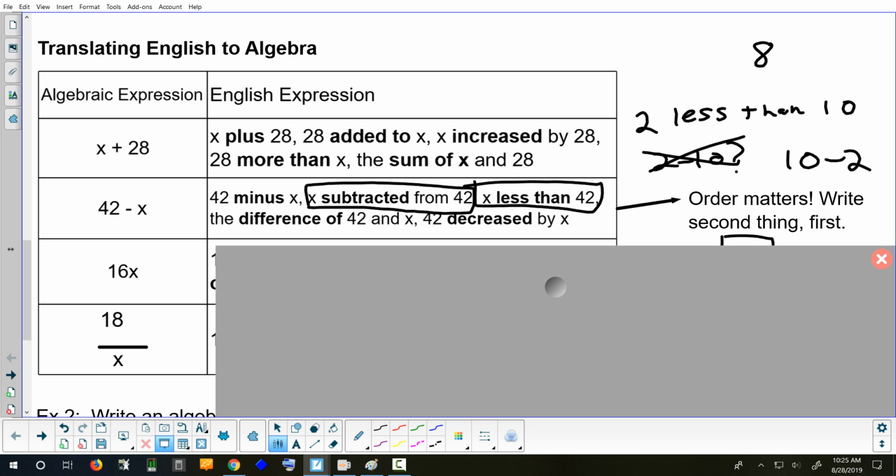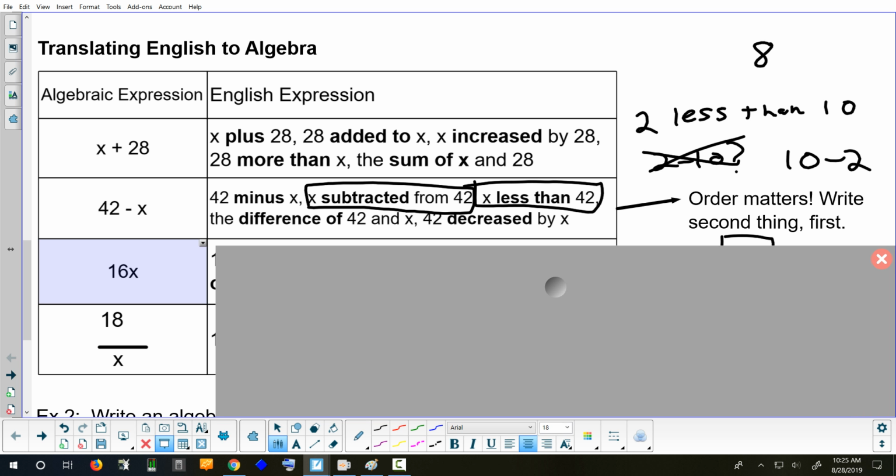All right. How about this one? We've already done a couple of these. What's a couple ways you could say 16x? That operation. Yep, Maya? Multiply. Yep. What else? Yep, Joe? 16 times x. Times, yep.